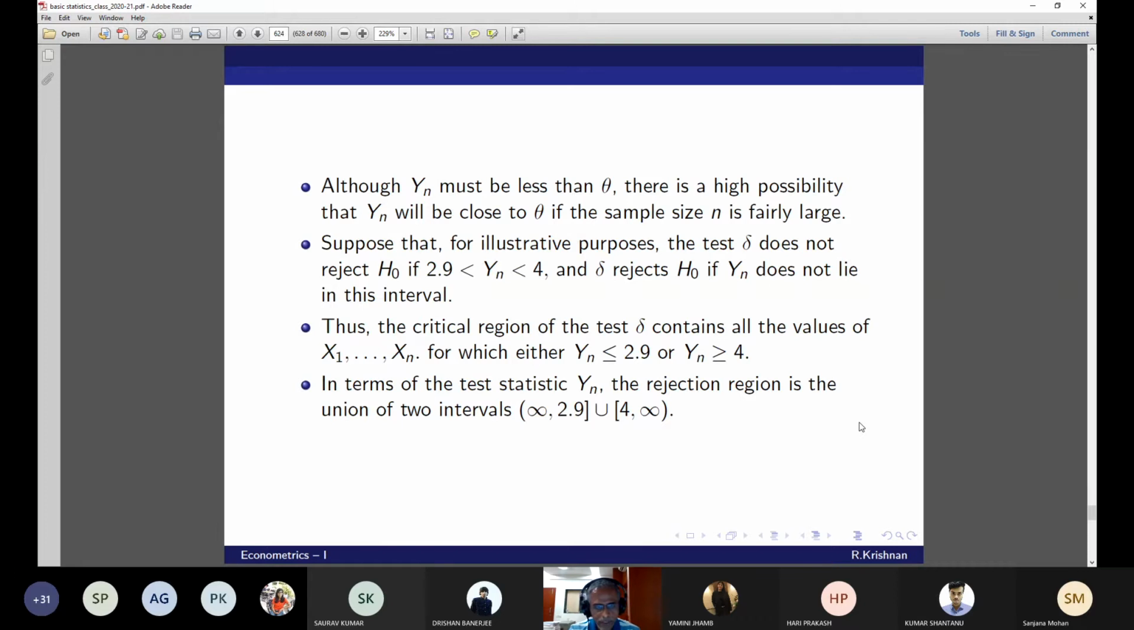Now for illustrative purposes, Yn must be less than theta. There's a high possibility that Yn will be close to theta if the sample size n is fairly large. So for illustrative purposes, the test delta does not reject the null if Yn is between 2.9 and 4. And Yn is the maximum of many estimators, so we need many estimators here for testing, isn't it, sir? I'm confused. If you could explain it.